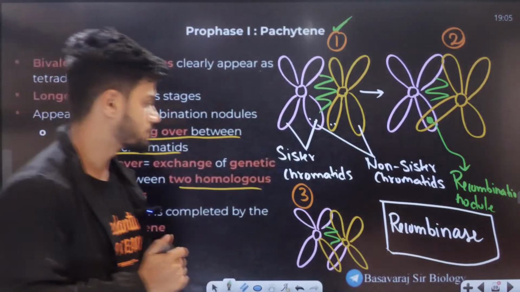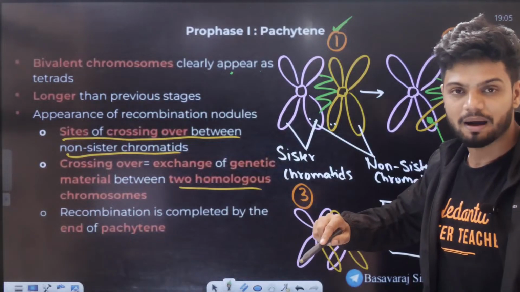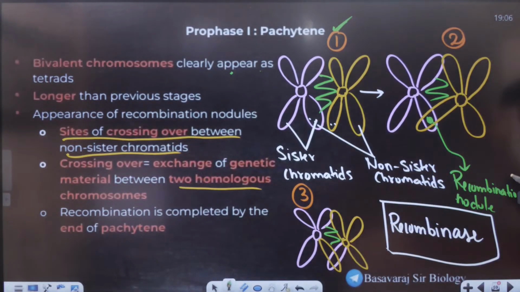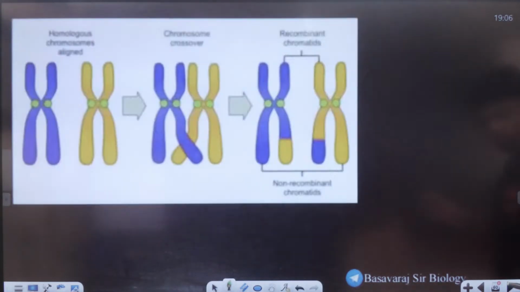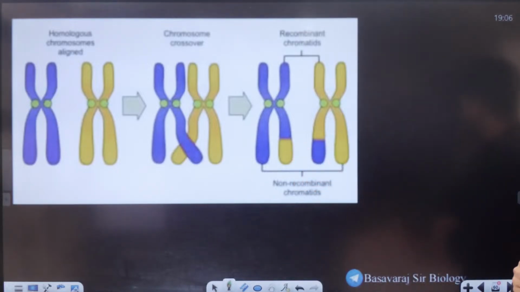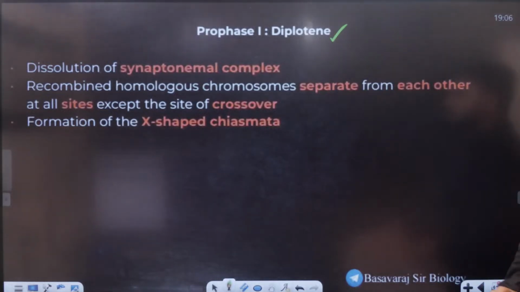Okay. So done. 4 main points. First point is they appear clearly as bivalent. Second point is crossing over. Third point is recombination nodules. Fourth point is recombinase enzyme. Now what happens? Can you see here? Exchange of genetic material has happened here. Okay. Next up is called diplotene.